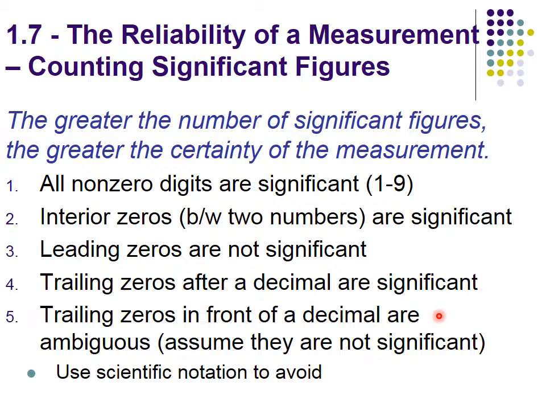And the last one's the tricky one. Trailing zeros in front of a decimal are ambiguous. So this would be 3,000. So we're going to assume that they're not significant, and we can avoid it by writing that number in scientific notation. So if the number was 3,000, we can assume that only the 3 is significant and write it as 3 times 10 to the 3rd. Now, if we took that measurement and we knew that maybe that first 0 was significant, we could write it as 3.0 times 10 to the 3rd. Now that 0 is a trailing 0 after a decimal, and we've just made it significant.